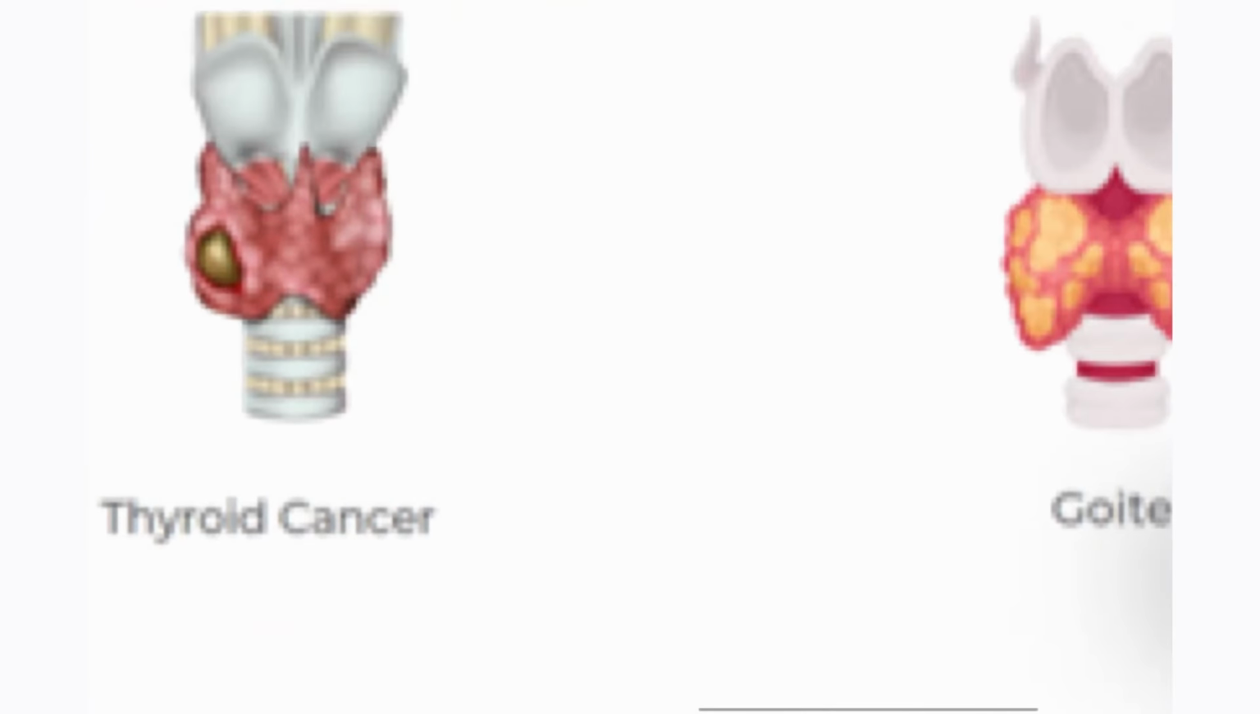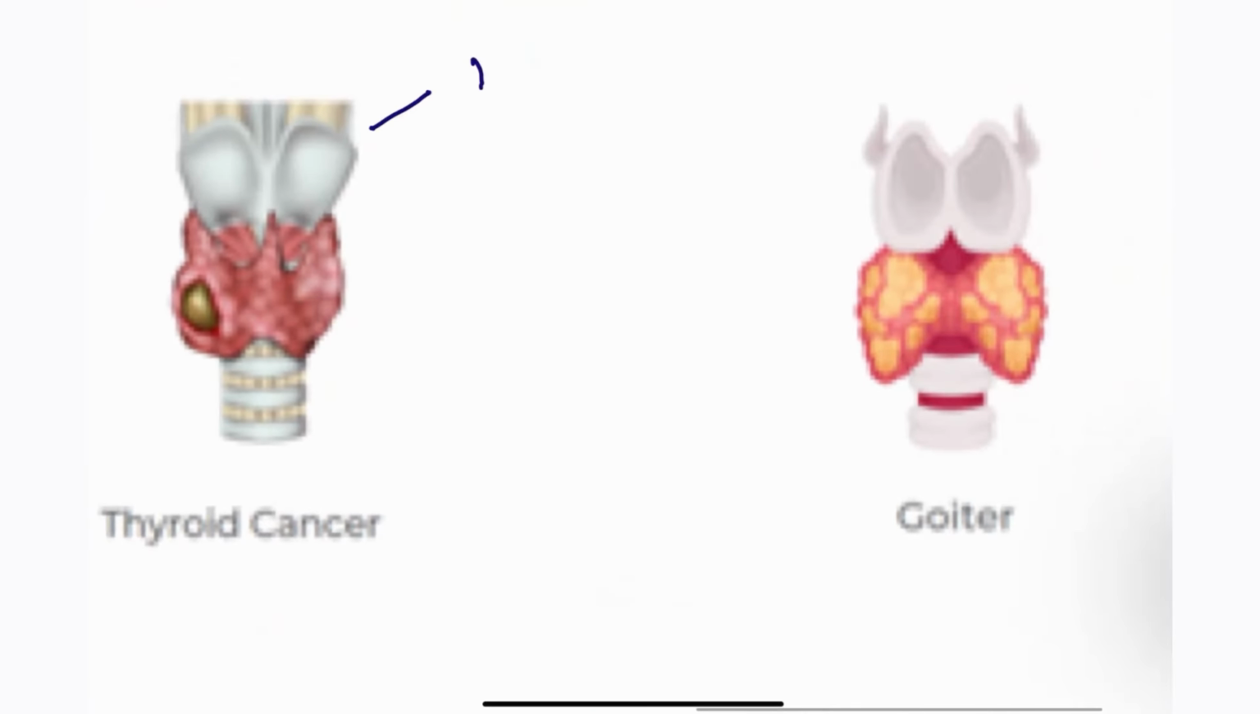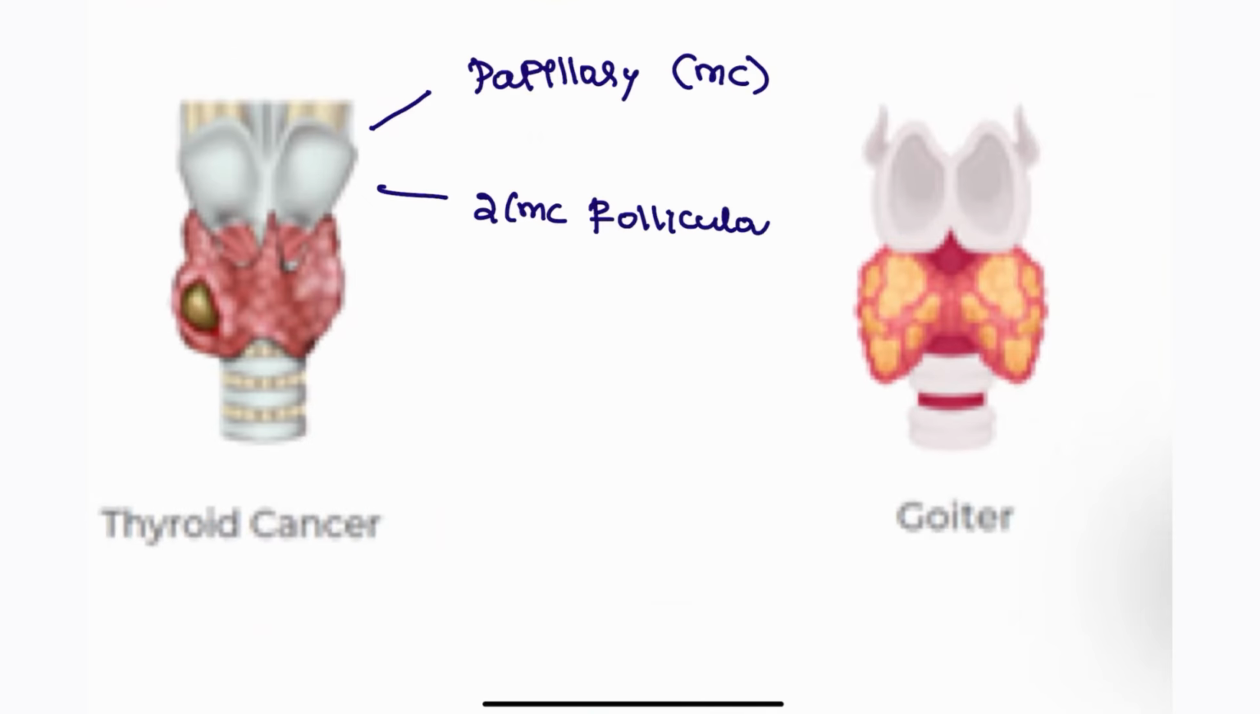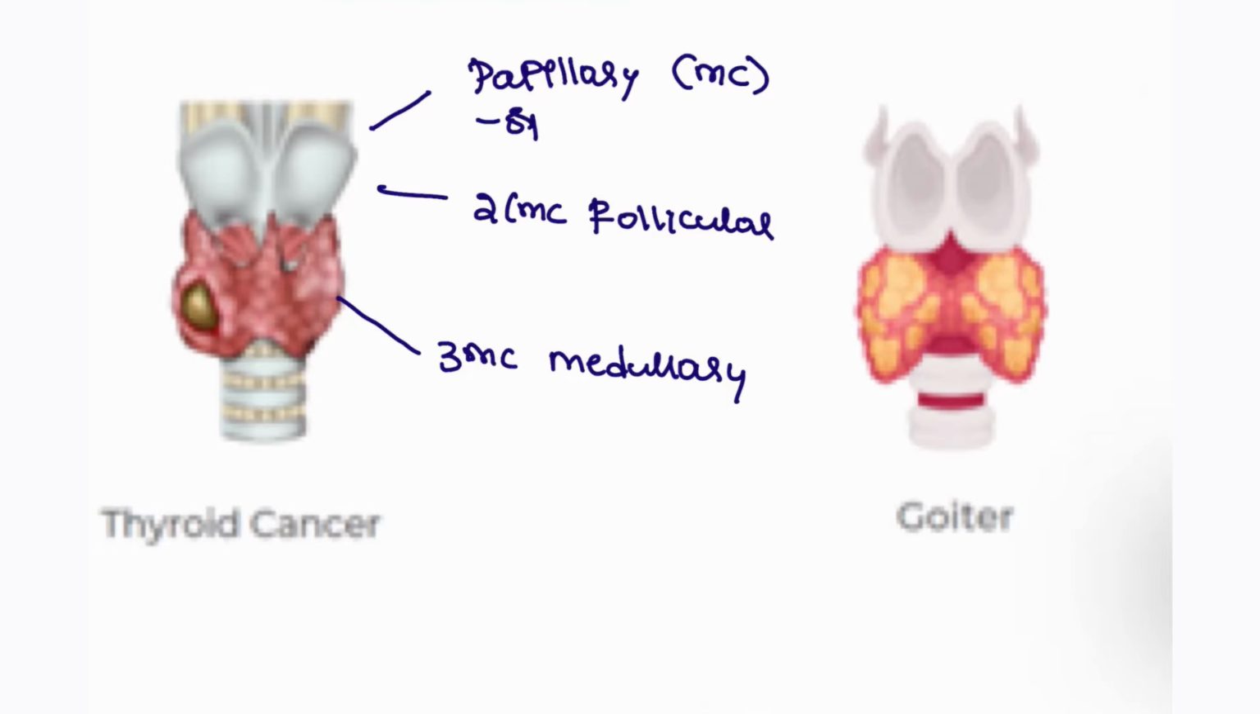Next, thyroid cancer. Thyroid cancer is subdivided into many types. Papillary is the most common. Then the second most common is follicular, and the third most common is medullary, right? Medullary is C. So papillary will have the Orphan Annie cells, which will be classically seen. Along with that, you also remember the psammoma bodies. Psammoma bodies will also be seen in this patient. That is papillary thyroid carcinoma.